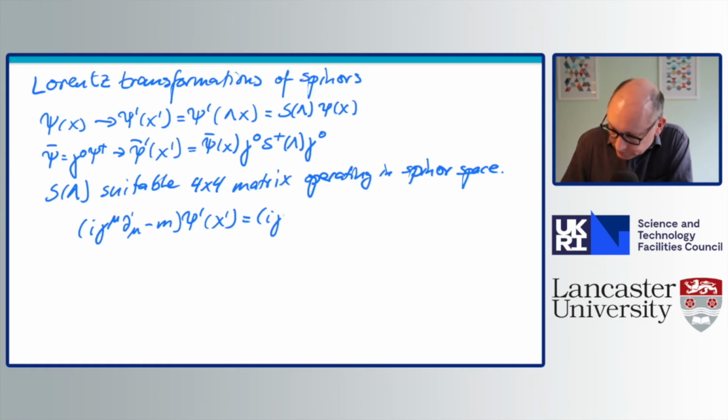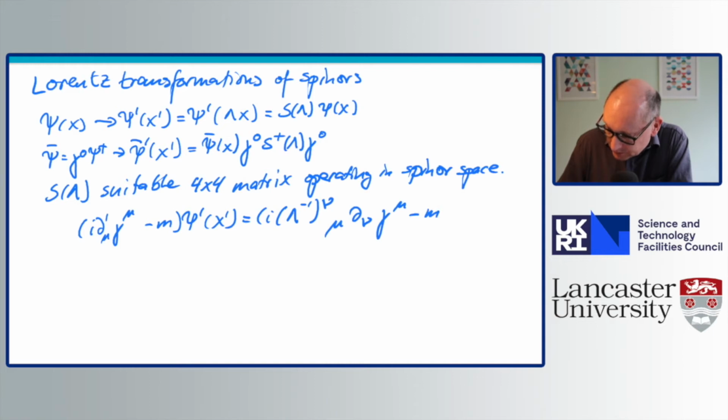So we know how the d mu transforms. That will be lambda inverse mu nu d nu, gamma mu minus m. And we already know how psi prime, that's the postulate, will transform: as an S.